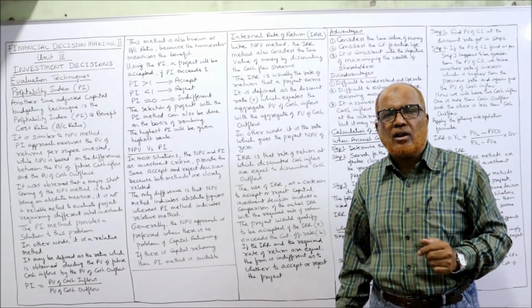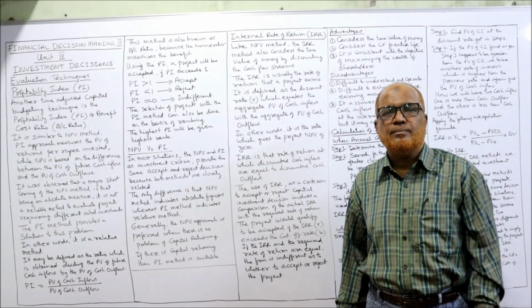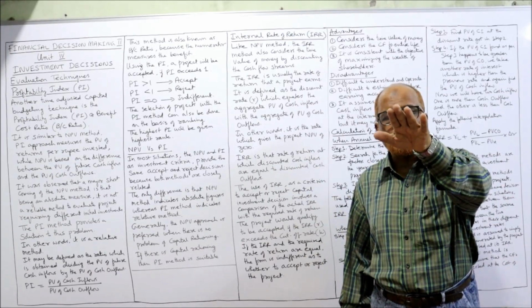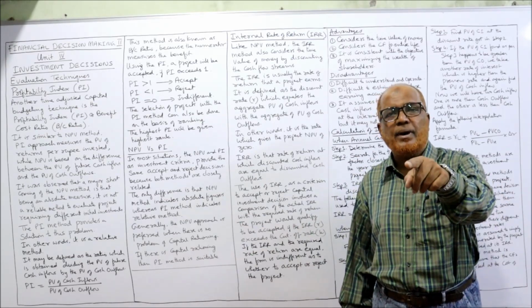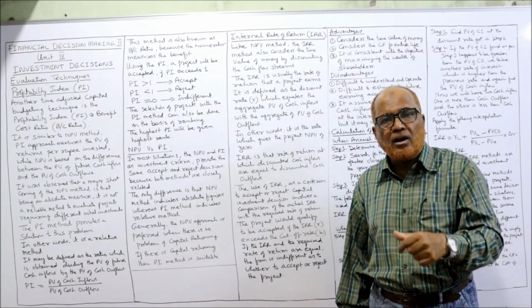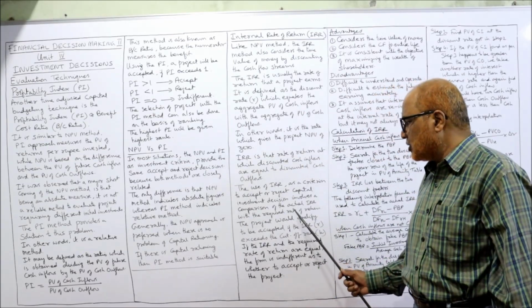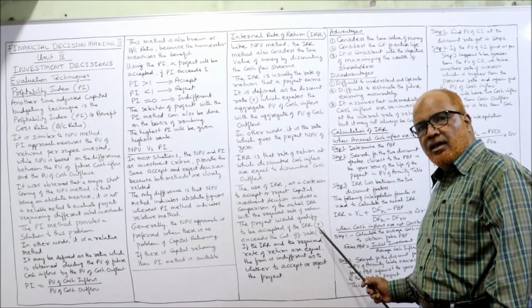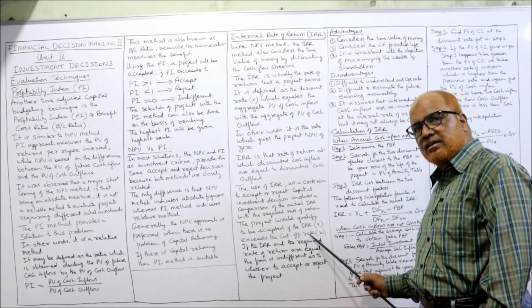Now calculate the IRR of the project. If the IRR of the project happens to be 25%, accept the project. If the IRR of the project happens to be 15%, reject the project. Because we are comparing that IRR with the required rate of return. In this way we take the decision. Now the project would qualify to be accepted if the IRR, in abbreviation form we call it as R, exceeds the cutoff rate.